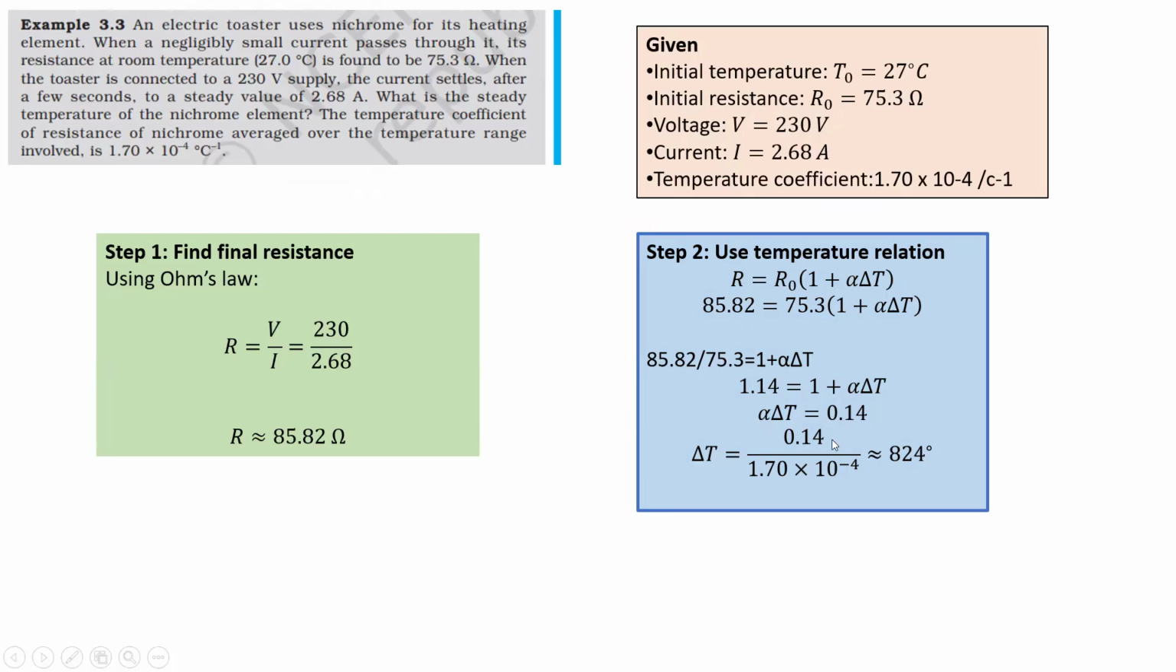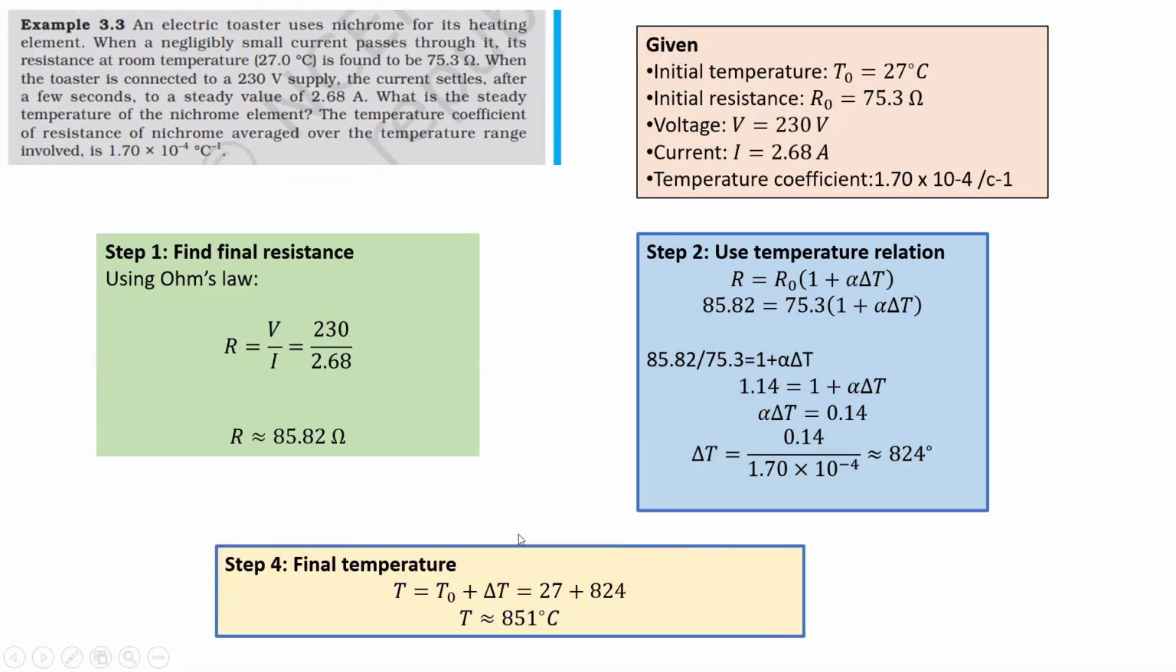Delta T equal to 0.14 divided by alpha. Alpha value is 1.7 into 10 to the power minus 4. This nearly becomes 824 degrees centigrade. What is delta T? Delta T is the change in the temperature, that is T minus T0. T minus T0 equal to delta T.